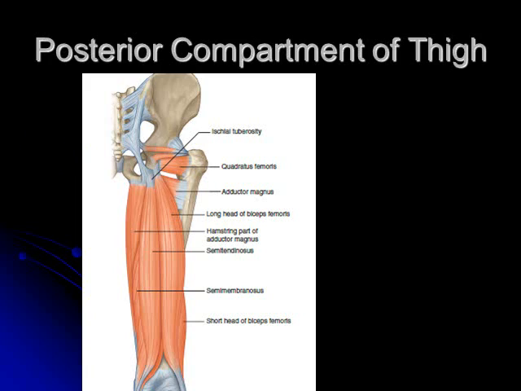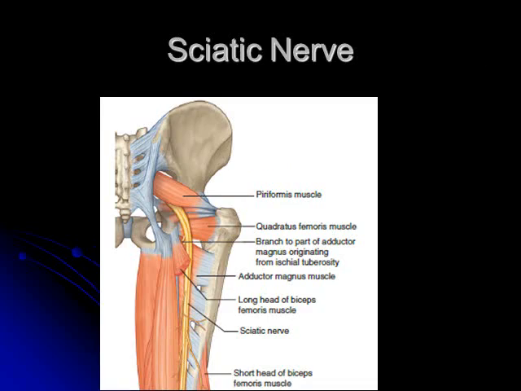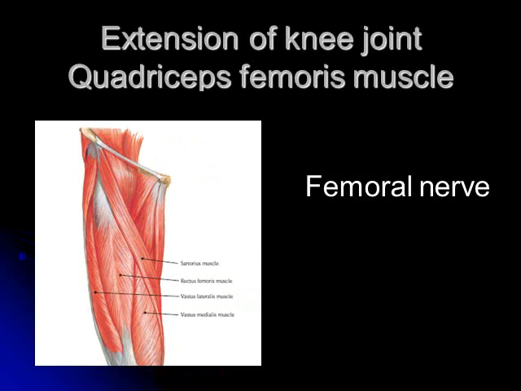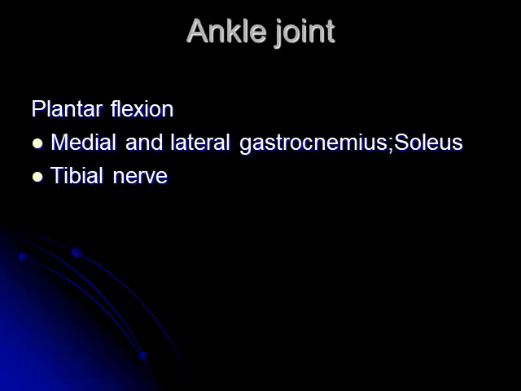So this is the posterior compartment of the thigh. You can see the muscles of the hamstrings, semitendinosus and semimembranosus. The nerve supply is the sciatic nerve. Extension of the knee joint, quadriceps femoris muscle, nerve supply femoral nerve. Ankle joint movements are plantar flexion, dorsiflexion, inversion and eversion. Plantar flexion is done by the muscles in the posterior compartment of the leg, medial and lateral gastrocnemius and soleus, which is supplied by the posterior tibial nerve.